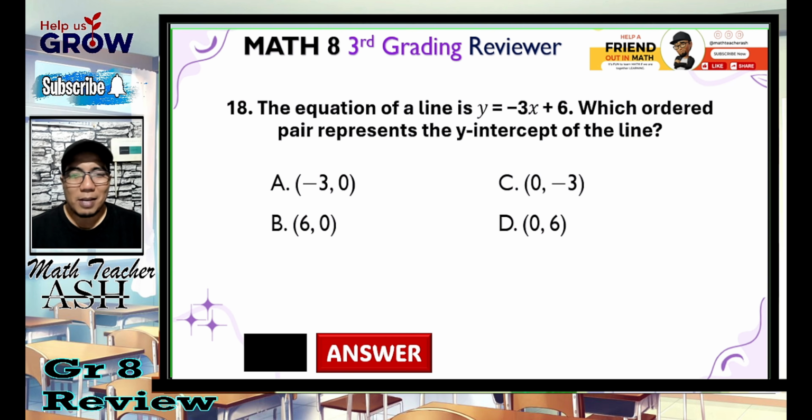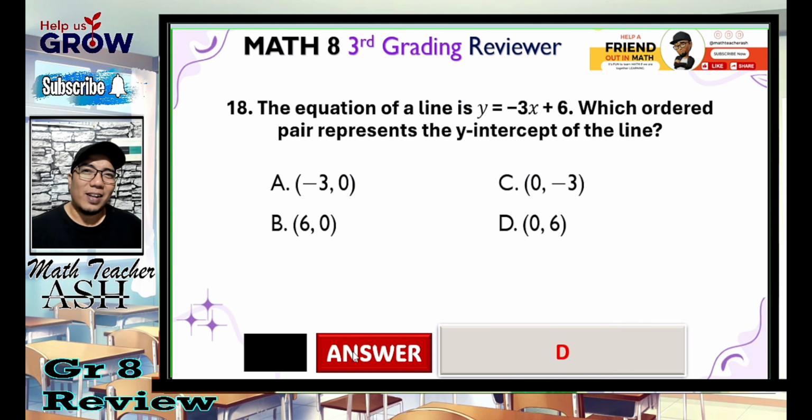Okay, my dear math learners, remember that the ordered pair of a y-intercept has x and y, right? If we are talking about y-intercept, that is the intersection of the graph to the y-axis, meaning the value of x there is 0. So, therefore, A and B are already wrong. These are the two remaining choices. But as I've said earlier, given this kind of equation, this value represents the slope and this value represents your y-intercept. And since this is plus 6, it means positive 6. So the correct answer would be 0, 6. That is letter D. Let's check whether we are correct.